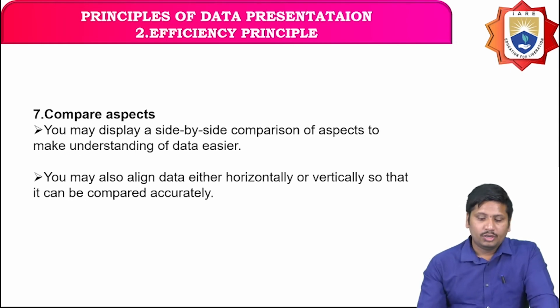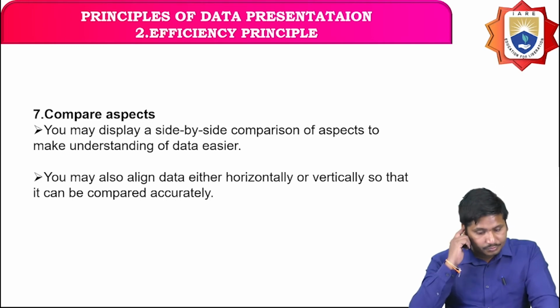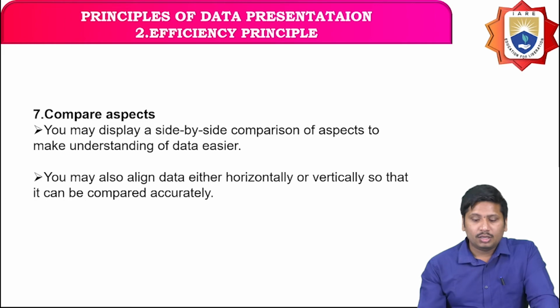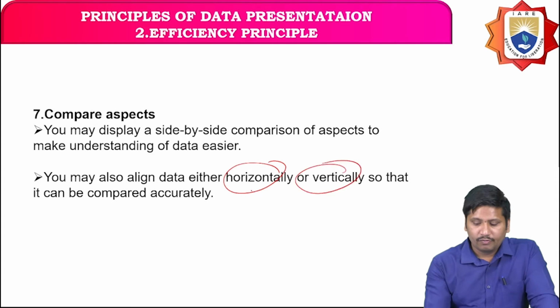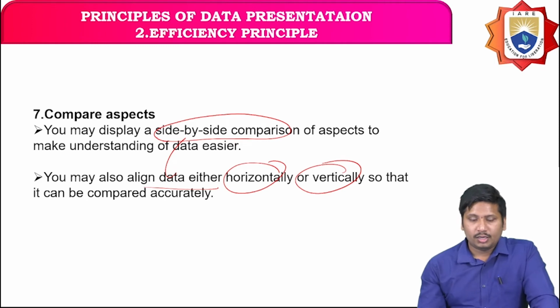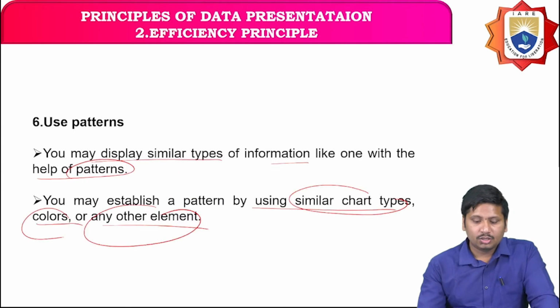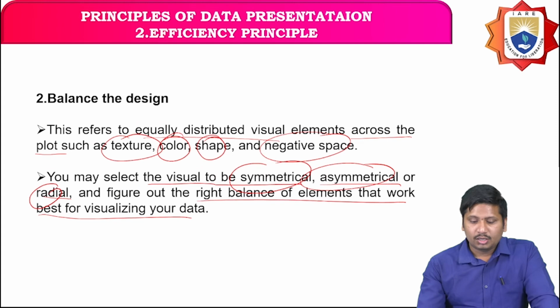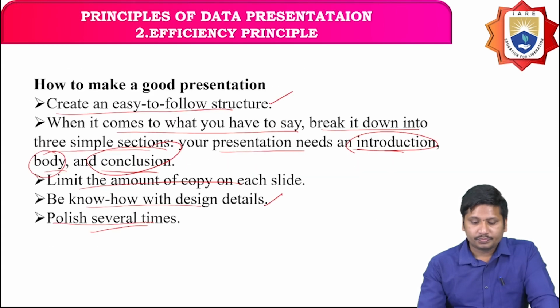So if I'm going to compare data in a presentation, you can present the data either horizontally or vertically. Alignment of data is also important. It leads to a side by side comparison of the aspects I'm comparing, so the comparison should be very easy. So these are the principles, the things you have to remember for implementing the effectiveness of the data.